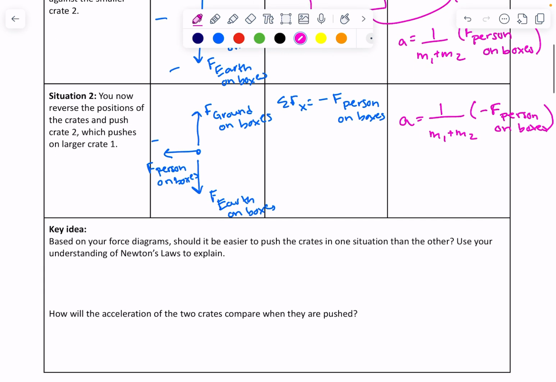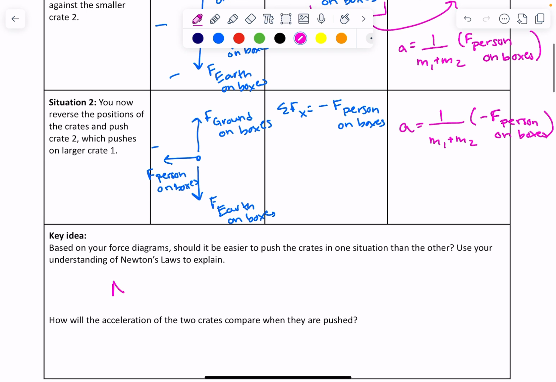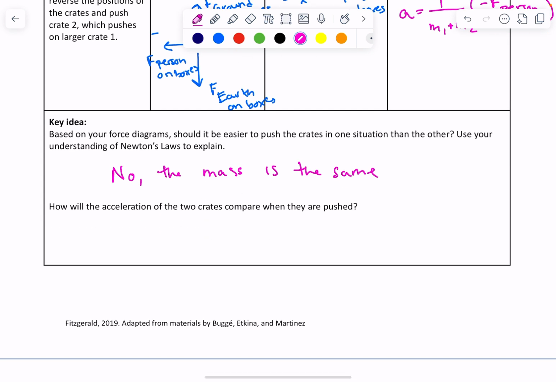So based on your force diagram, should it be easier to push the crates in one situation than the other? We're going to say in that situation, no. The masses are going to be the same, so it's going to be the same. And then the acceleration is going to be the same, but just in the opposite direction.